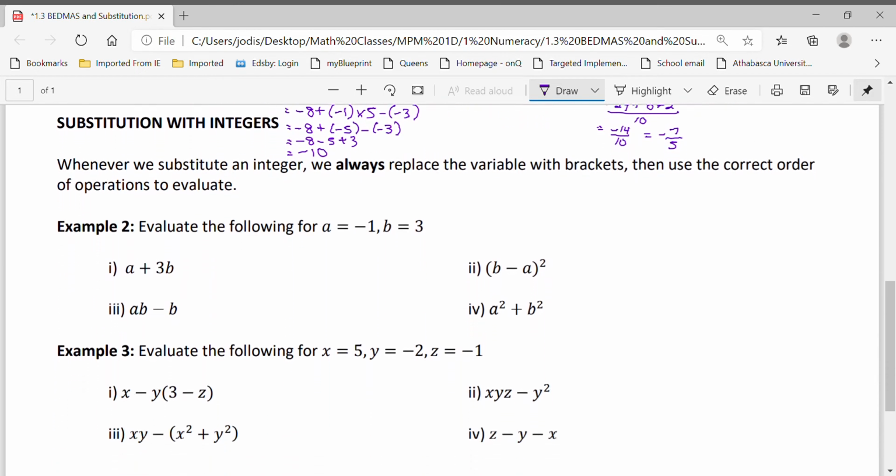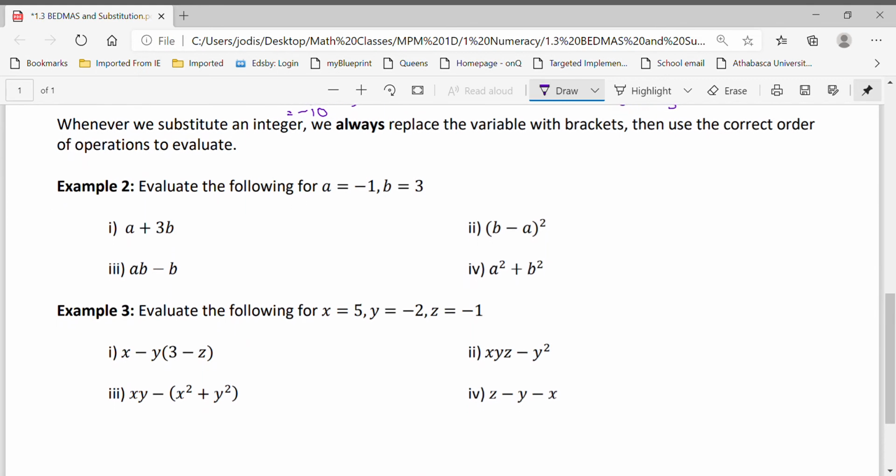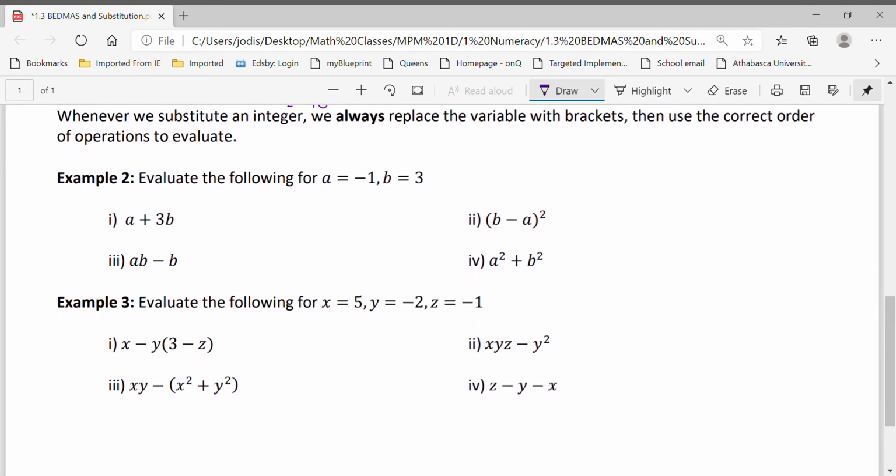The other thing that we were going to talk about today is substituting with integers. This is when we replace a variable with an actual number.